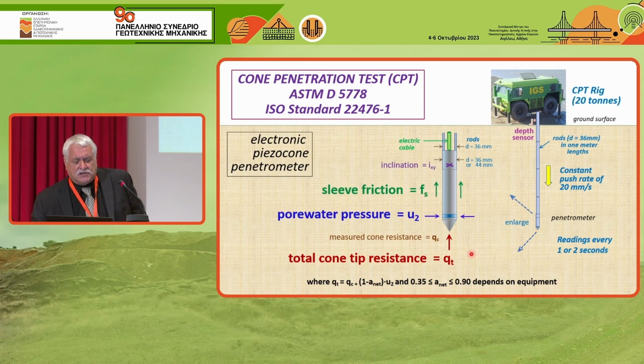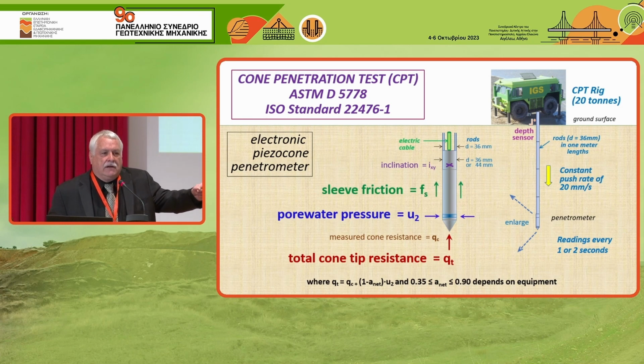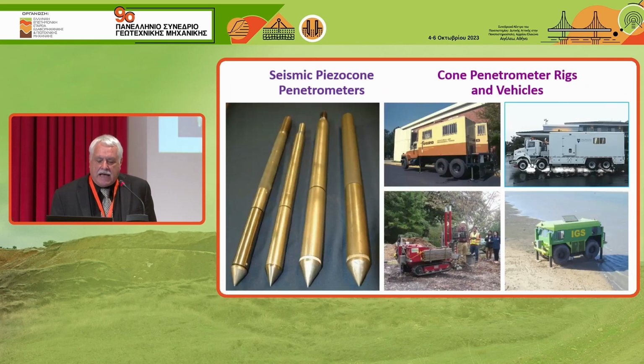So we have cone tip resistance, pore pressure, sleeve friction, and we push the rods in the ground at a constant rate of 20 millimeters a second and take readings every second, so we get a lot of data.